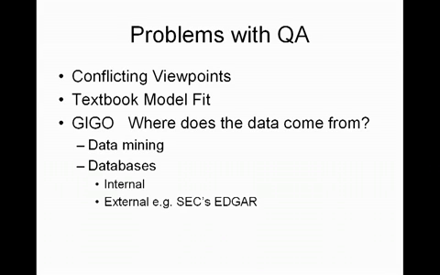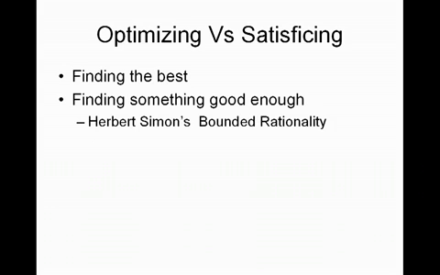Another issue is optimization versus satisficing. Optimizing is finding the best, maximizing or minimizing something, whereas satisficing is a term for finding something that's good enough. Now, to optimize, we use optimization algorithms, and to satisfice, to find something good enough, we use heuristics. Heuristics are rules of thumb. This is kind of related to Herbert Simon's bounded rationality. In fact, Herb came up with the term satisficing. Bounded rationality meaning we all have this box that we look to the world through, and we're limited by that box.